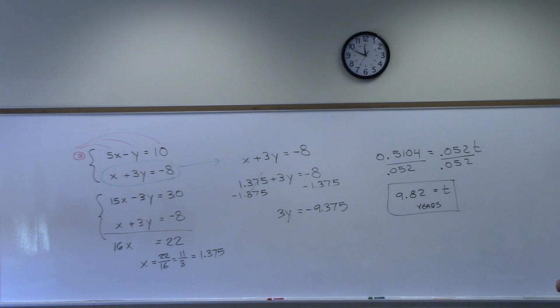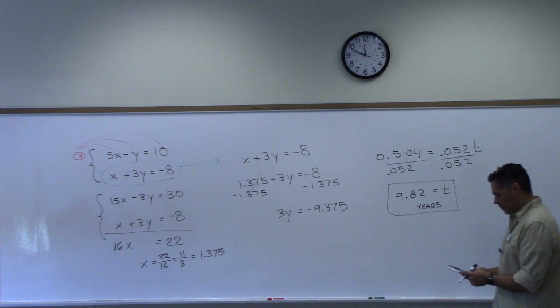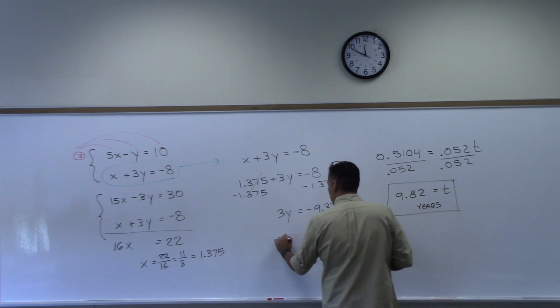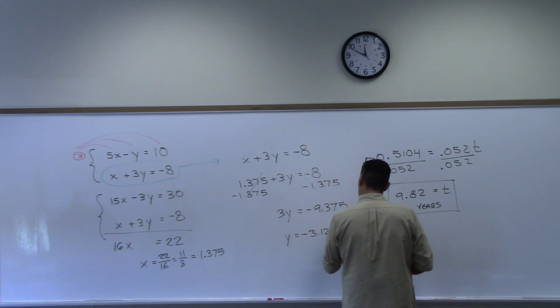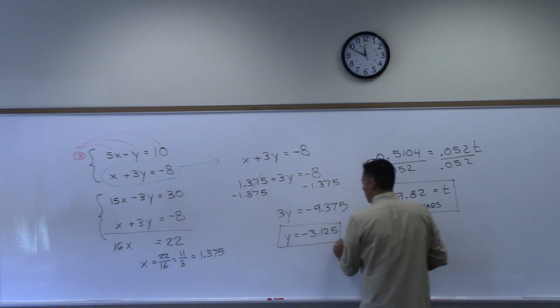We're okay? Subtracting 1.375 on both sides. And now my calculator, I'm going to take negative 9.375, divide that by 3. I'm getting y is negative 3.125.